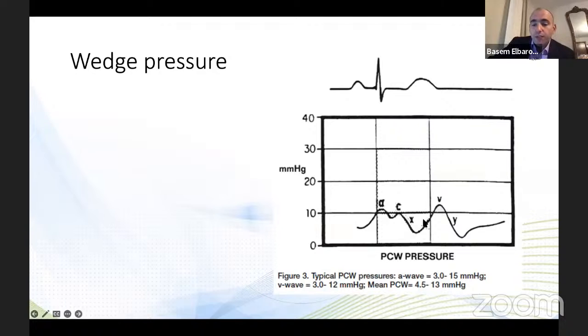The other important thing to note here is the A wave onset on the wedge pressure. Remember, the A wave is atrial contraction, but notice that the P wave is here and the A wave is here. The reason for that is the delay in transmission of pressure from the left atrium all the way back to the catheter. This is important when we're doing simultaneous pressure measurements, that this has to be adjusted by the technician to get proper measurements. A mean wedge pressure normally would be 4.5 to 13 millimeters of mercury.